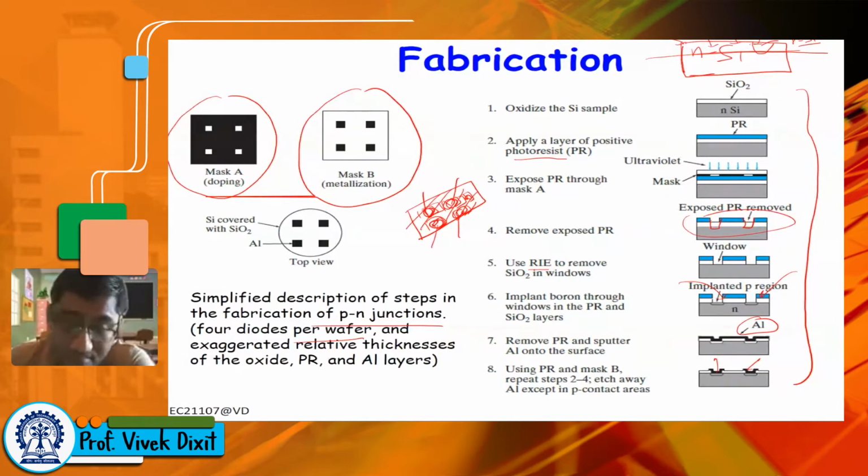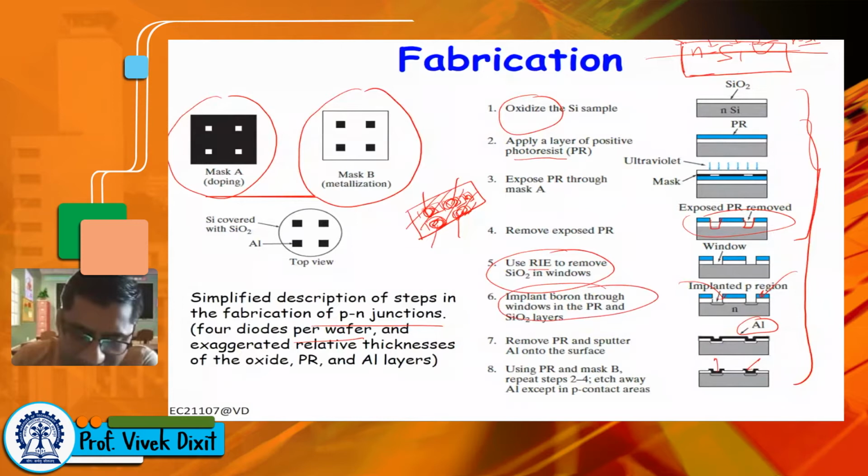Now if you notice here, there are actually only a few processes, right? One process is oxidation, another process is etching, another is photolithography, another is doping, here is ion implantation, then another process called metallization, right? So these are a few processes that are repeated.